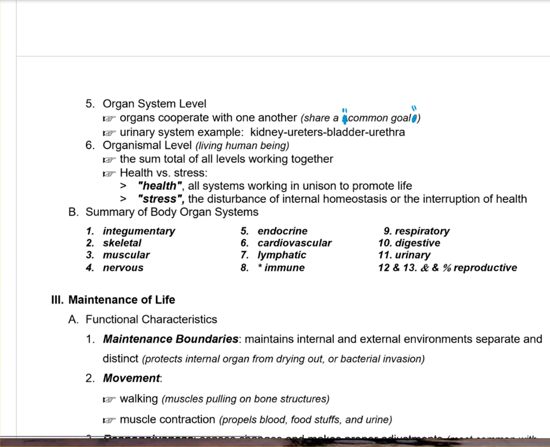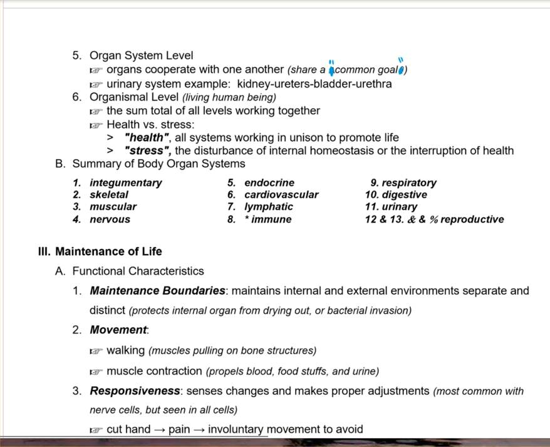So, and then all the organ systems together make an organism, and this is a living human being, and this is all things working together. And this is a good time to talk about health versus stress. So when you're healthy, all of the organ systems are working together to promote life. When you're stressed or you have a disease state, there's some disturbance within these systems working, and that causes our healthy state to be interrupted.